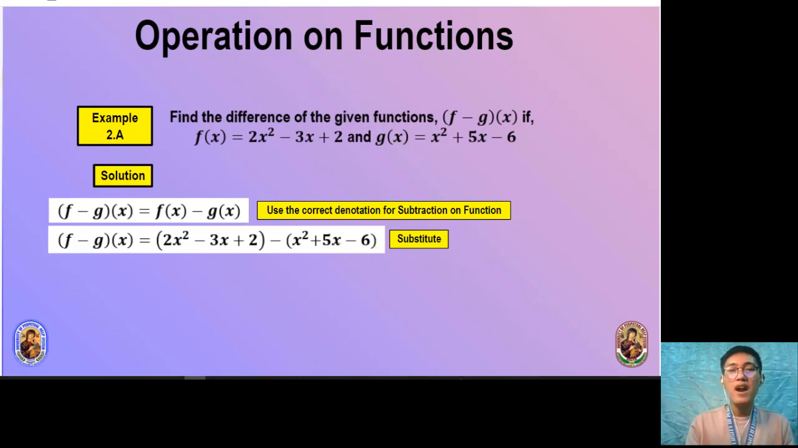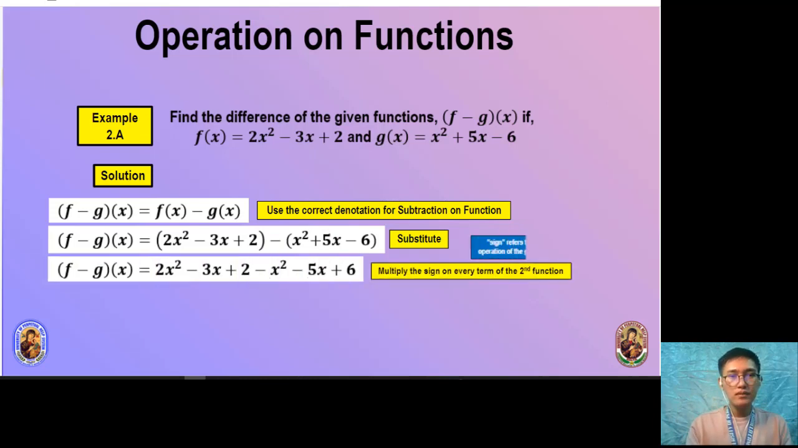Now, to solve this part, you have to distribute the negative symbol inside. So, this is why subtraction on function is different from addition, because the sign inside may be changed. Let's try. That will be negative times x squared, we will have here negative x squared. Negative times positive 5x will be negative 5x, and negative times negative 6 is positive 6. Alright, so we have here 2x squared minus 3x plus 2 in f of x, then the changed sign in g of x, negative x squared minus 5x plus 6.